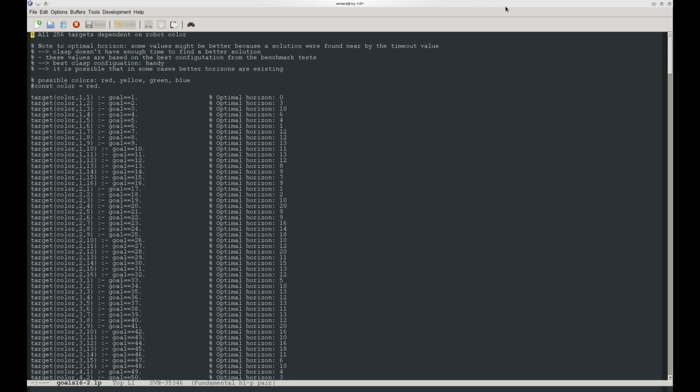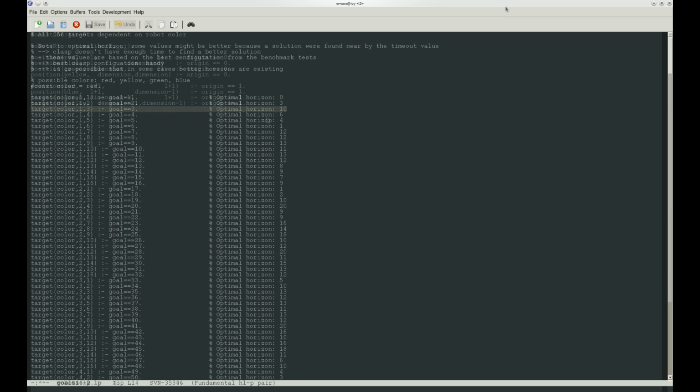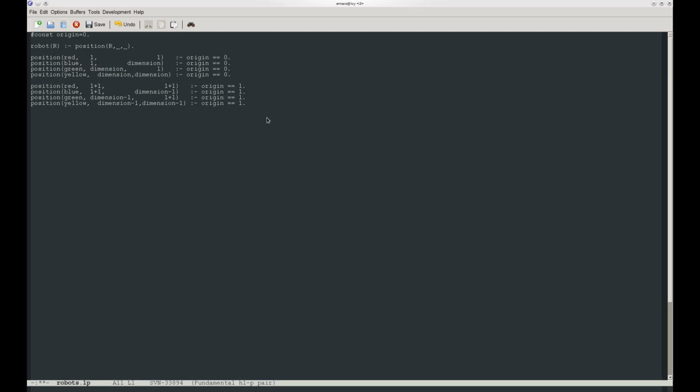Please note that this file contains all potential targets, of which we select a single one by giving a number on the command line. For instance, in our previous visualization, we selected target red, 1, 3, which can be selected by assigning goal to number 3. The position for each of the four robots are given by the relation position. As mentioned before, the initial positions of the robots are by default the four corners of the game board.